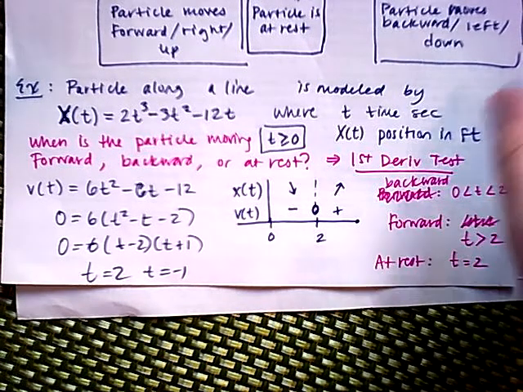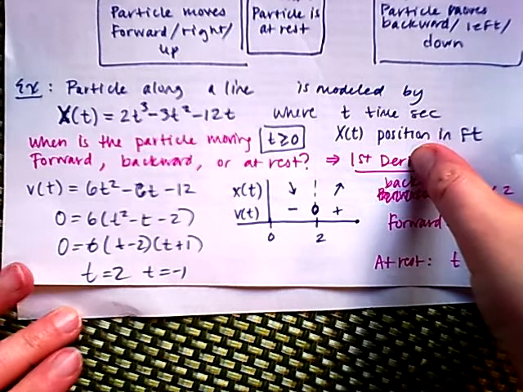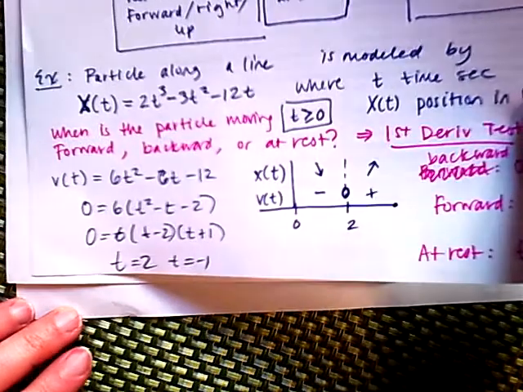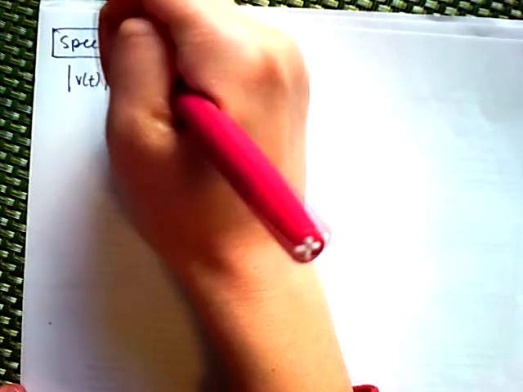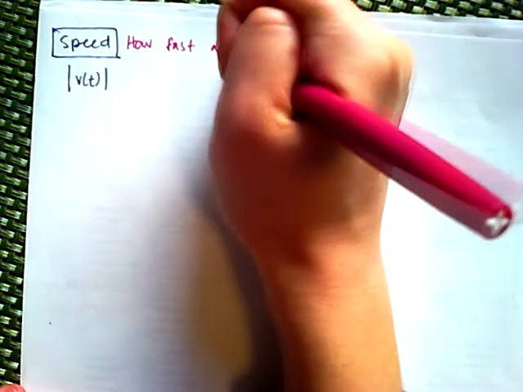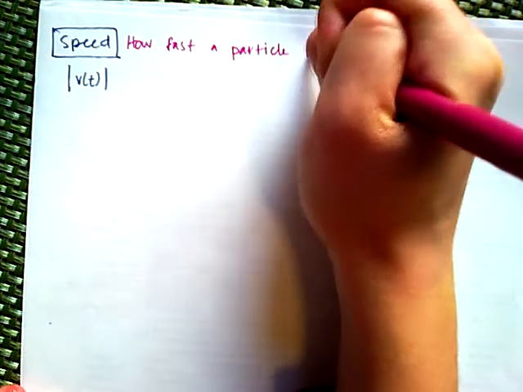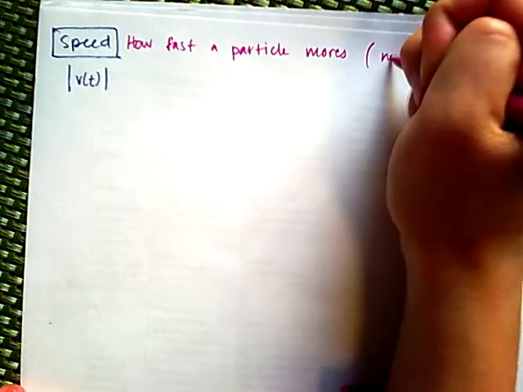Excuse me. Okay. One more thing to discuss, and that is speed. So I'm going to go on to my next page. Speed is similar to velocity, except it doesn't account for direction. So we think of it as the absolute value of the velocity. How fast a particle moves, no direction.